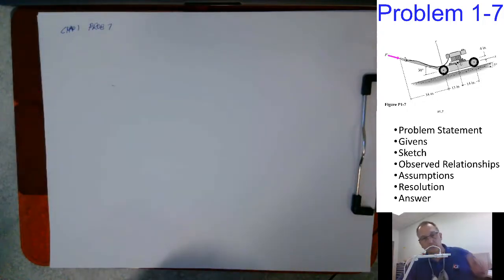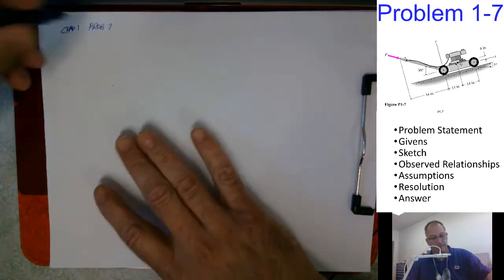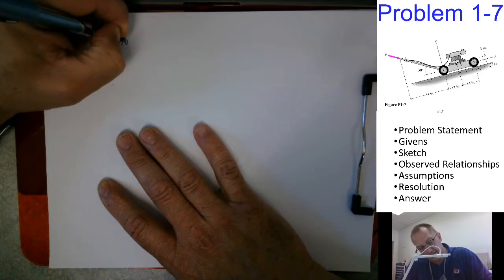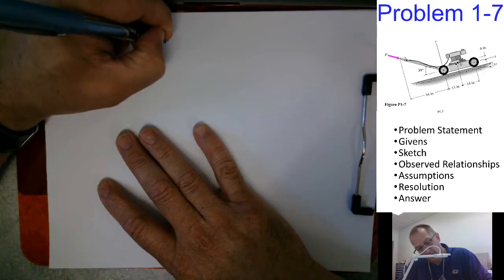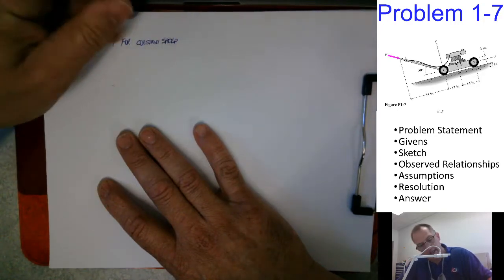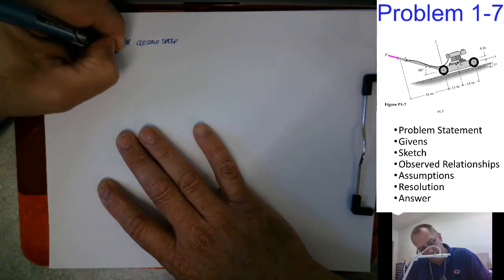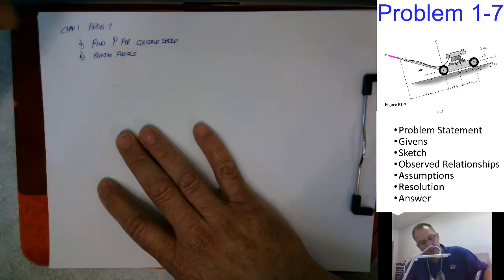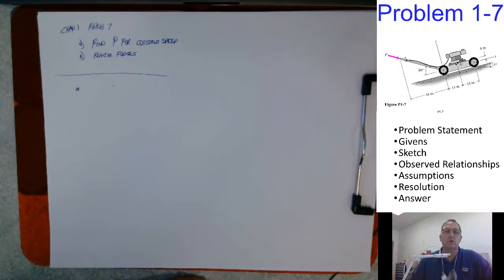All right, so first thing we're gonna do, what's our problem? So we are looking to find the force P, find P for constant speed, and find the reaction forces. All right. We'll call this part A, we'll call that part B. So for part A, what do we need to know?